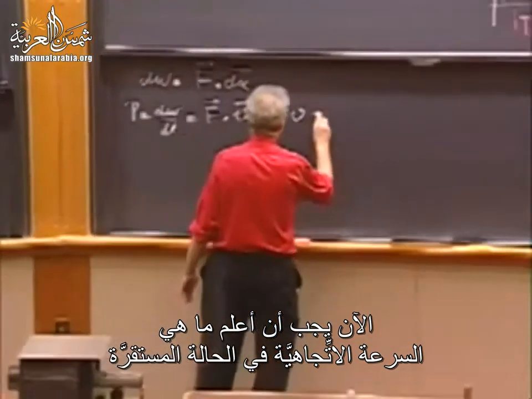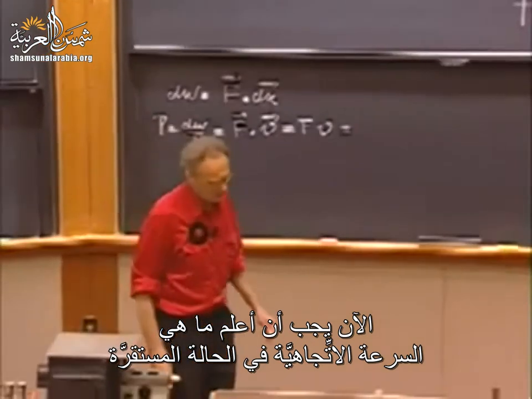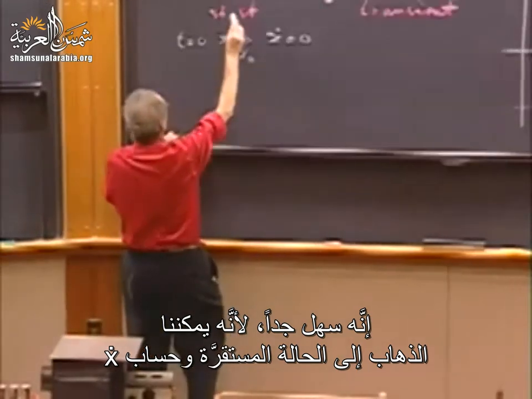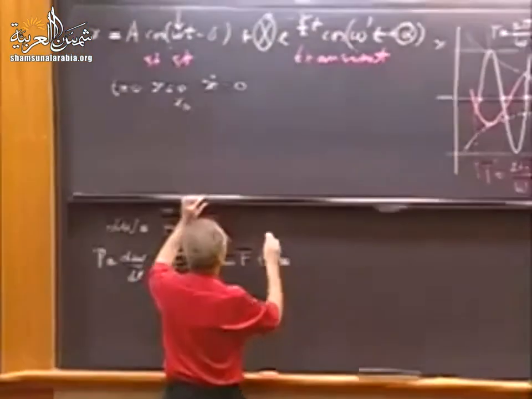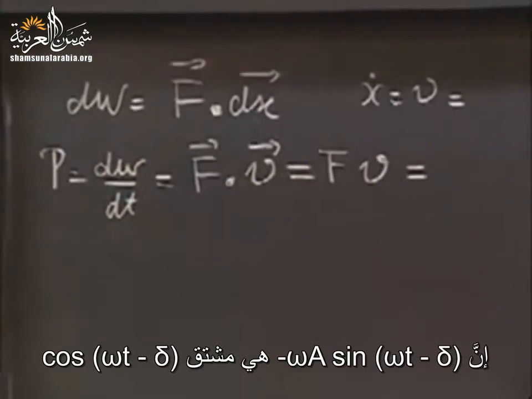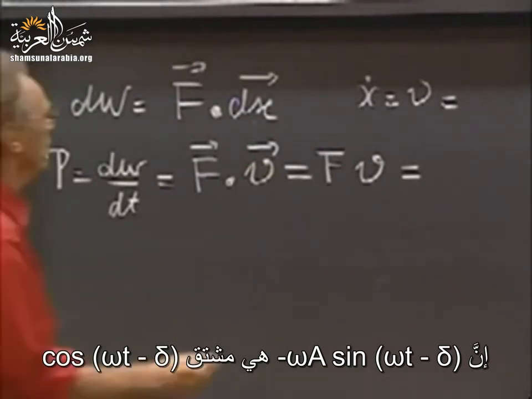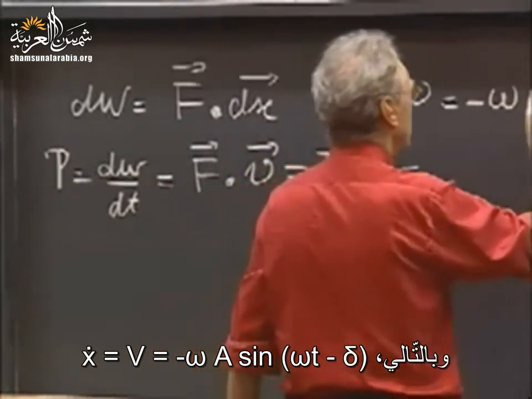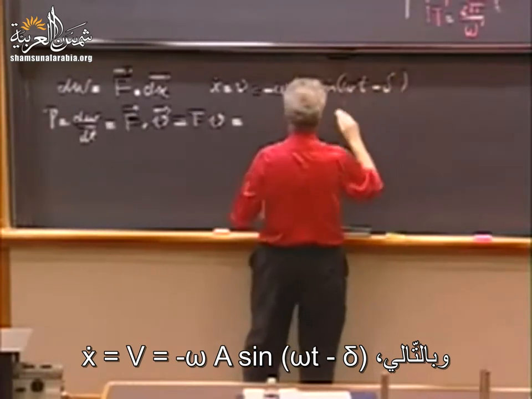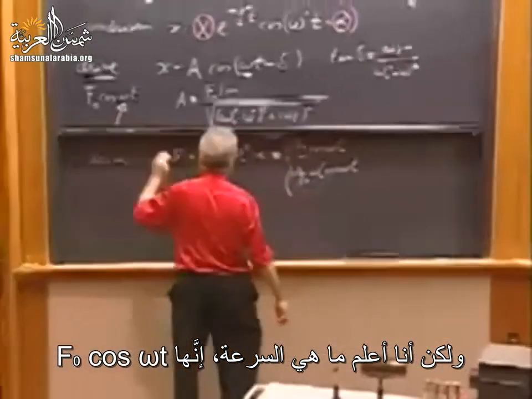So now I have to know what the velocity is in the steady state solution. Well, that's easy, because I go to the steady state solution here, and I calculate what x dot is. So I'll put that here, x dot, which is v. So the derivative of cosine omega t is minus omega times the sine. So I get minus omega times A times the sine of omega t minus delta. But that's the velocity. But I know what the force is, that is F0 cosine omega t.